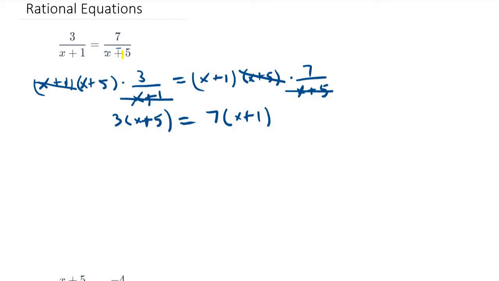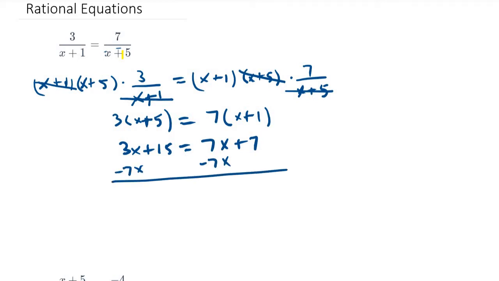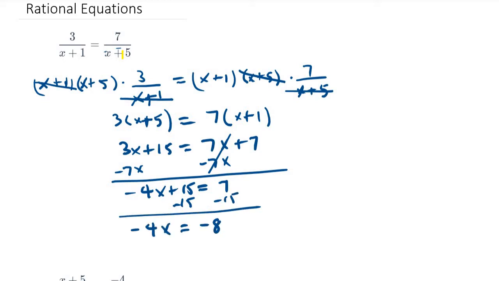So now we can just solve this simple linear equation. It's 3x plus 15 equals 7x plus 7. We can move all the variables to one side. So you have negative 4x plus 15 equals 7, this cancels out, equals 7 minus 15. Negative 4x equals negative 8. And then we divide both sides by negative 4. So we find x equals 2. Now if we plug in x equals 2 at the denominators, none of the denominators will be 0. So x equals 2 is valid.